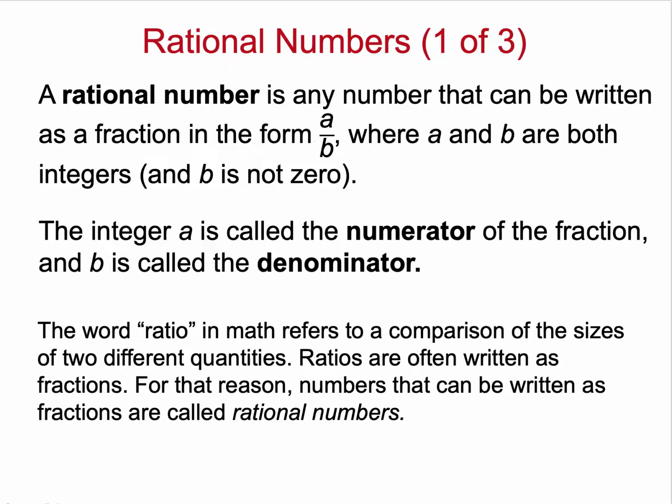A rational number is any number that can be written as a fraction. So here we're going to use a divided by b, where a and b are both integers and b cannot be 0, because if the value of b is 0, then your fraction is undefined. The number on the top is called the numerator, and the number on the bottom is called the denominator. We often will use the word ratio when referencing a fraction because in math that refers to a comparison of two quantities. Ratios are typically written as fractions for that reason.